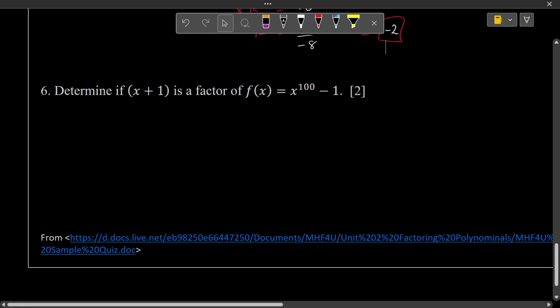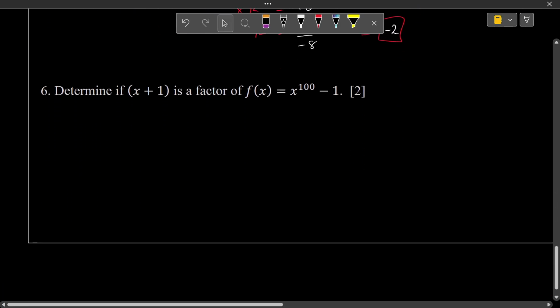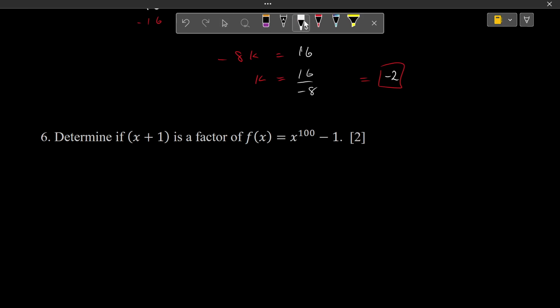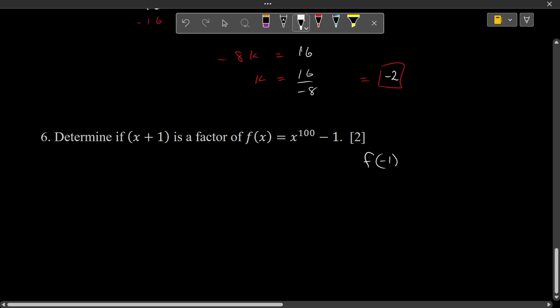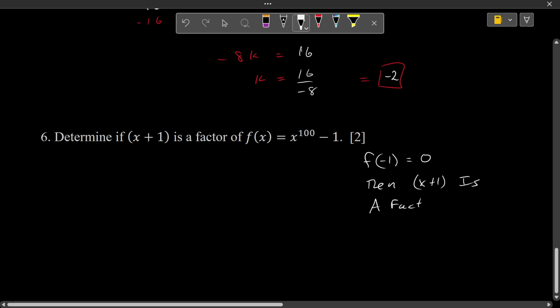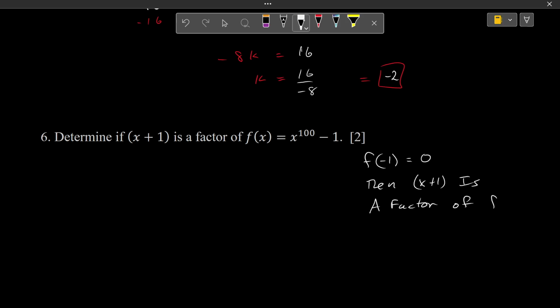Final question in the sample test is to determine if x plus 1 is a factor of the following thing. Well, the factor theorem tells us something like this. If f of negative 1 is equal to 0, then x plus 1 is a factor of f of x.